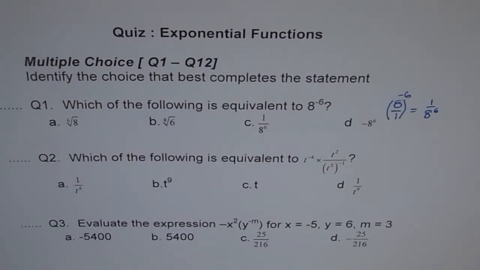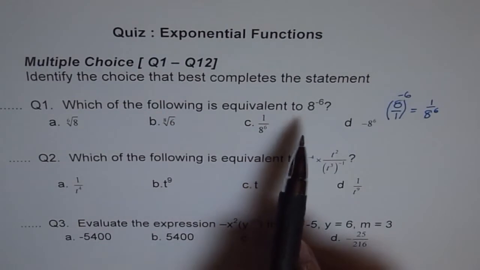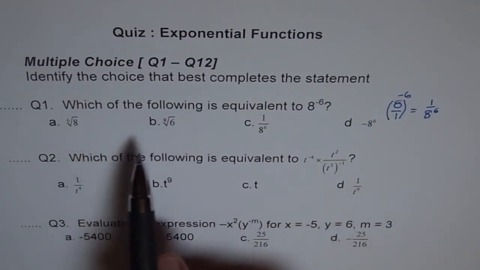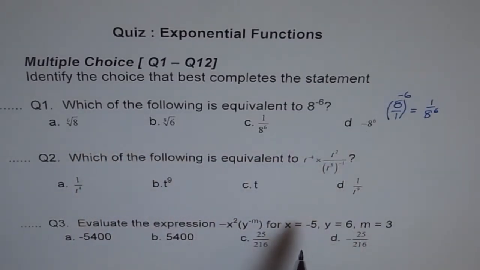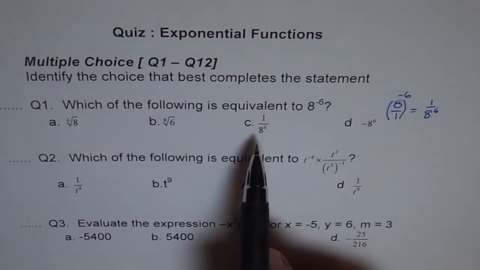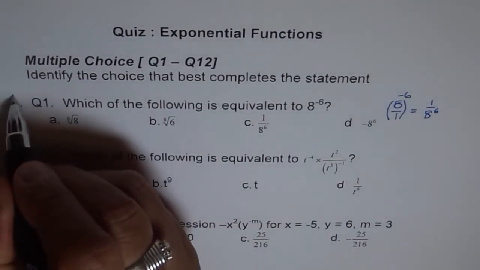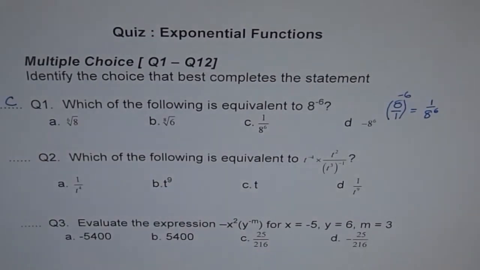In a multiple choice question, my suggestion is that after reading the problem, you should write down your solution. And once you write down your solution, then you check which one matches, correct? So here C works out fine, correct? Therefore we'll write C here. Now let's look into the next one.